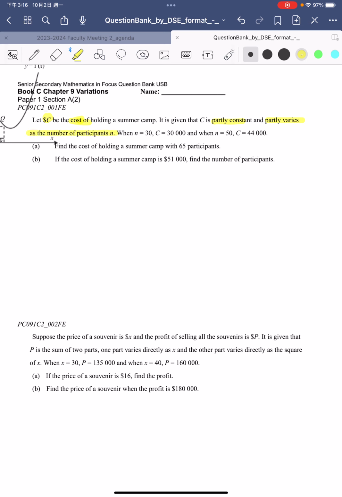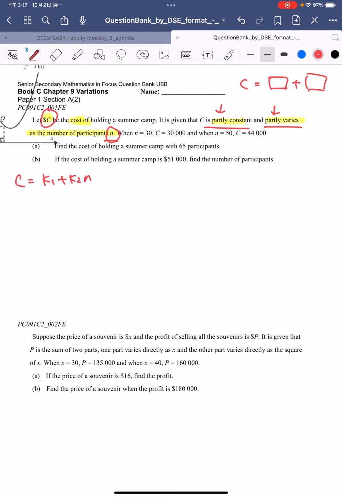So in this question we got two variables. The first one is C and the second one is N, and the relationship between them is C is partly constant, and partly varies as N. So when you see the keywords partly, which means that C is equal to something plus something. So as the C's first part is the constant, then we can give them a K1, and partly varies as number of N. So which means that they have a direct proportion, and we can write it as K2 times N. So that's the first formula that we have.